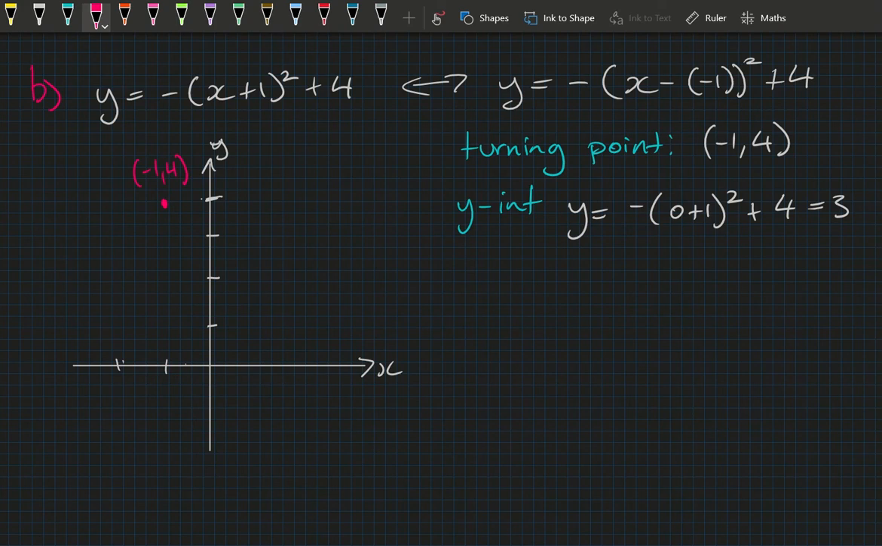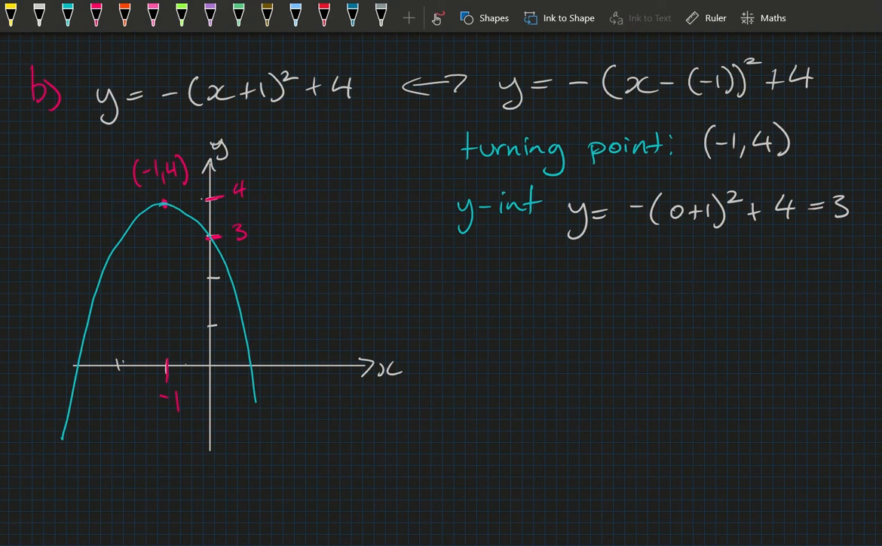Okay, so we've got an x value of -1 and a y value of 4. And I know that our y-intercept is going to be 3. All right, so let's start with our parabola and do the other side. All right, so there we have it. I've marked in the turning point, and a second point was the y-intercept. I drew half the parabola and did the other half with symmetry.